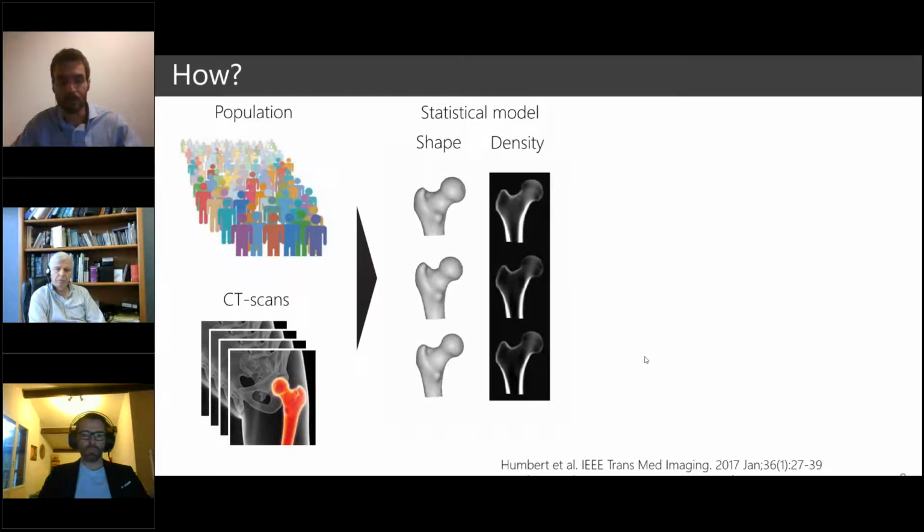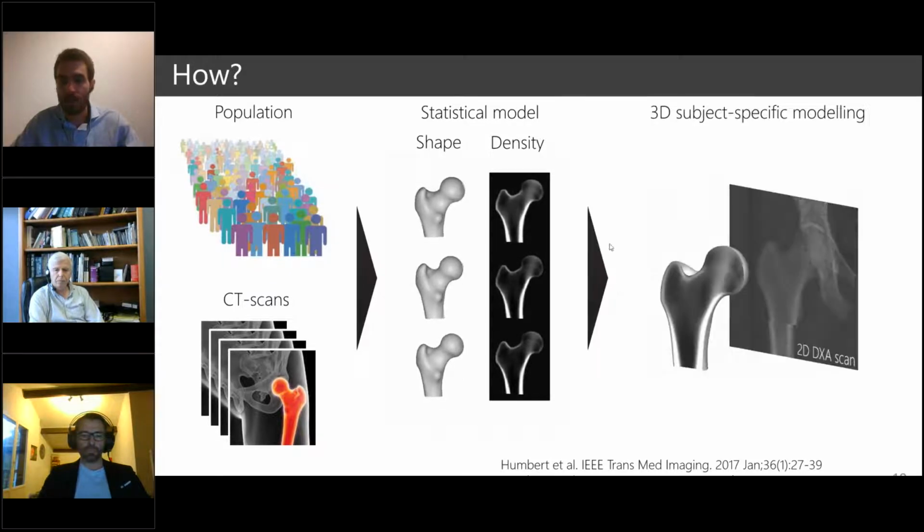So how do we do that? We use a database of CT scans of a population, and we created a statistical model that incorporates the main variations in terms of the shape and the bone density that we observe in this population. And then when we have the DEXA scan of the patient, what we're going to do is register this statistical model onto the image of the patient. So here what you see is the mean statistical model. And what we are going to do is change the pose, the shape, and the density of this model so that its projection, which you can see in this region of interest, is the same as the DEXA scan of the patient.